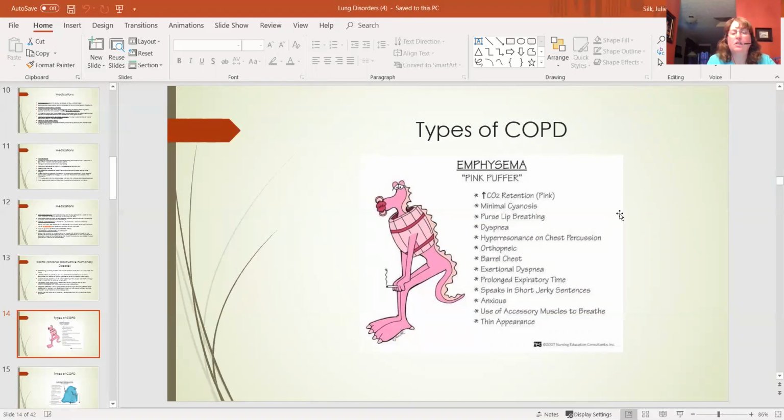They have the barrel chest, like you can see in this picture. They seem anxious all the time, I guess you could say. Usually they're really thin in appearance. They use their accessory muscles to breathe. Typically you'll see them speak in real short sentences, and they're always sitting in that tripod position to try and breathe better. So that's the emphysema person.